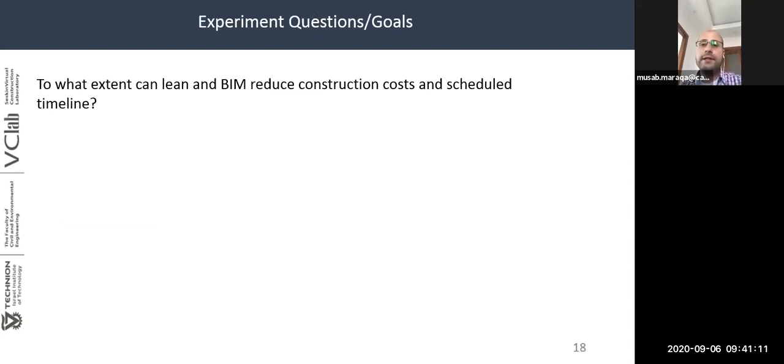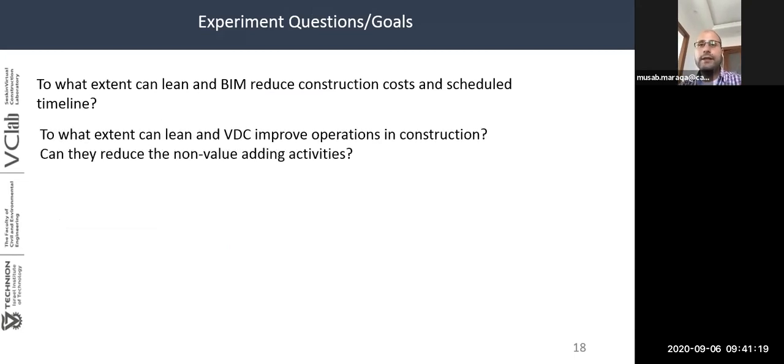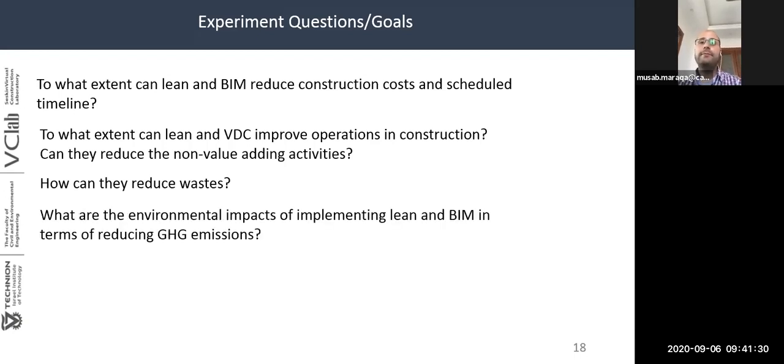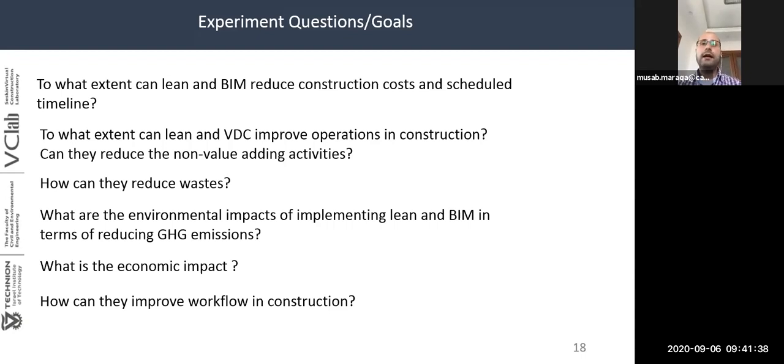Now, the research questions. To what extent can Lean and BIM reduce construction costs and the schedule timeline? To what extent can Lean and VDC improve operations in construction? Can they reduce the non-value adding activities? How can they reduce the wastes? What are the environmental impacts of implementing Lean and BIM in terms of reducing greenhouse gas emissions? What is the economic impact and how can they improve workflow in construction?